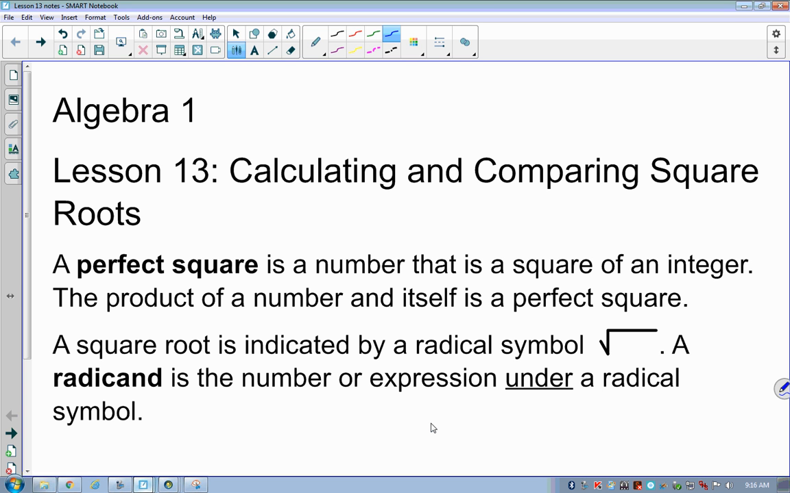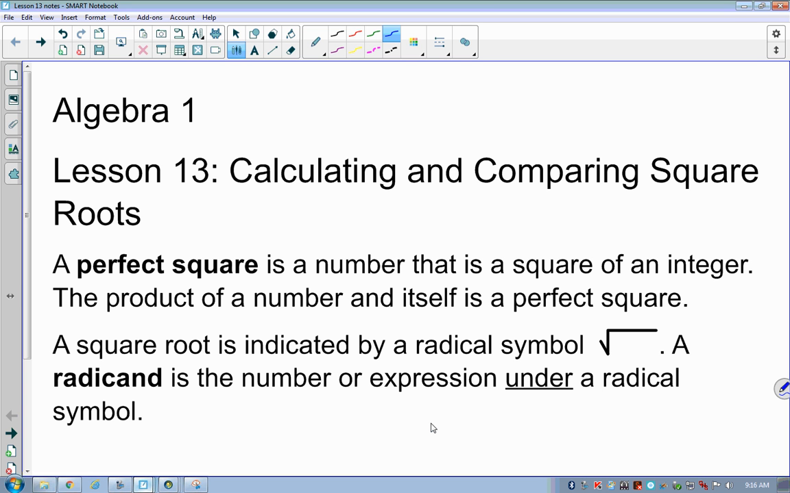Let's talk about some perfect squares. Can anybody name a perfect square for me? 4. Yep, 4, right? Because 4 is what? 2 times 2. All right. Can anybody tell me what maybe the first one is? 1 times 1 is 1. We could even go with 0 times 0 is 0.